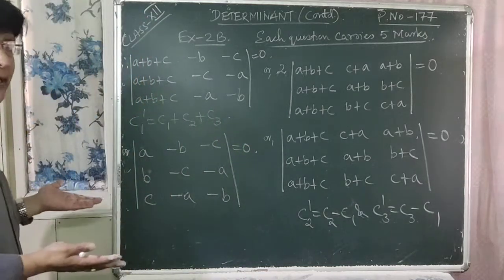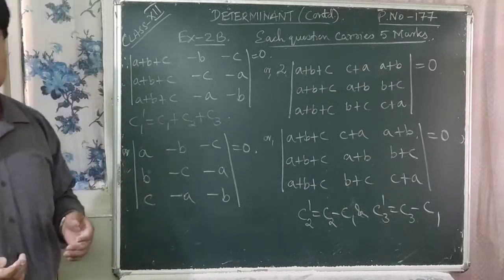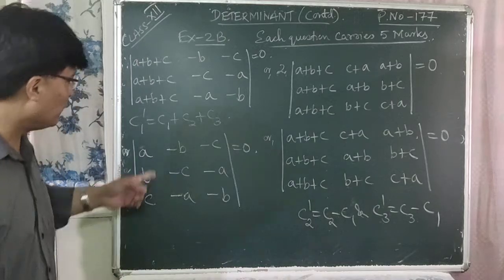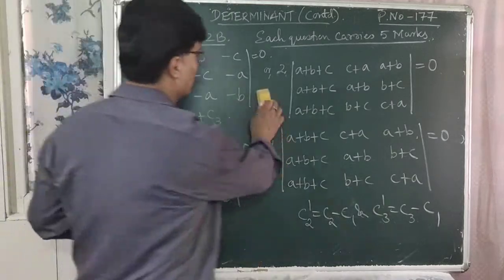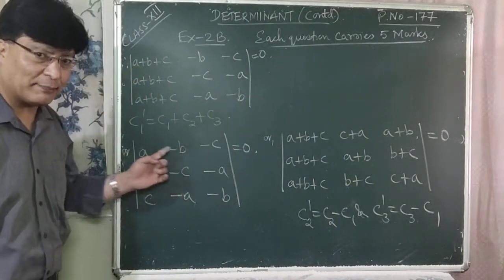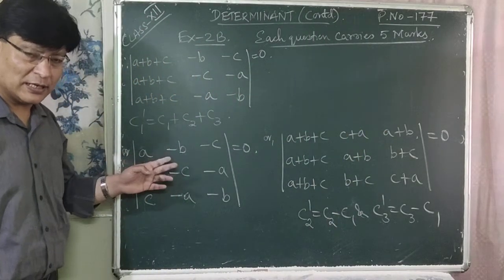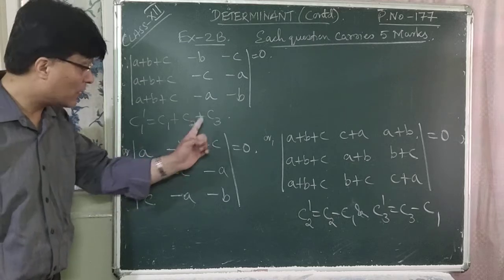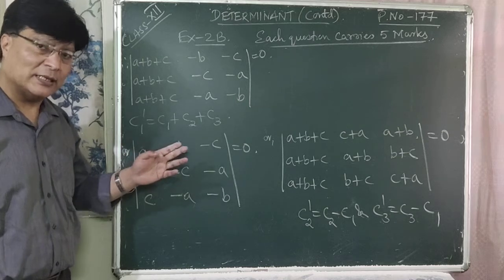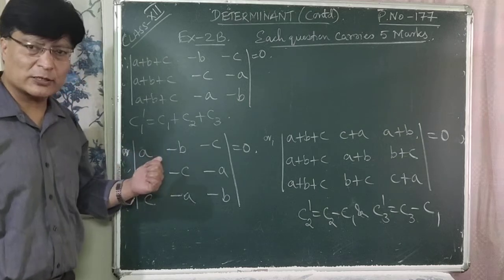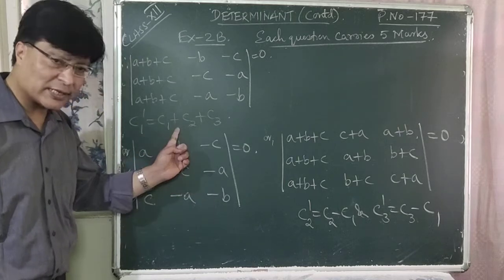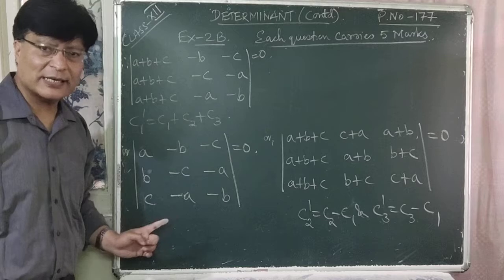Now what will you do in the next step? You can take minus common from the second column and from the third column. If you take minus common from the second column, you will have a minus sign in front of the determinant. Again from the third column you take minus common and write it outside the determinant. So minus into minus will be plus. From the second column minus sign is taken common, from the third column minus sign is taken common.